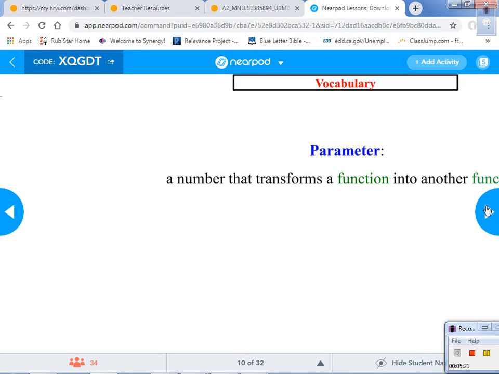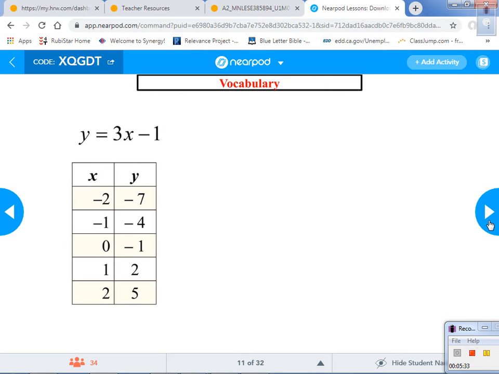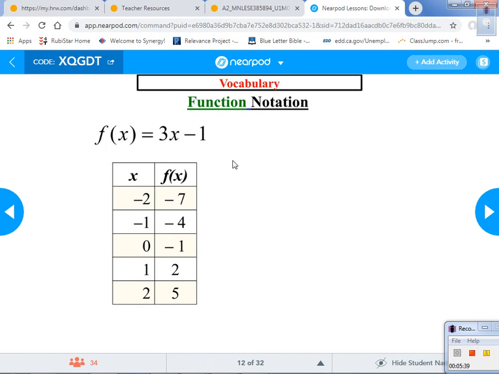Anyways, so we said it and we defined parameters. What are parameters? They are numbers that transform a function to another function. Yes? All right. From there, I introduced the linear equations, and we said that we no longer use y. What do we use? f of x for function notation.